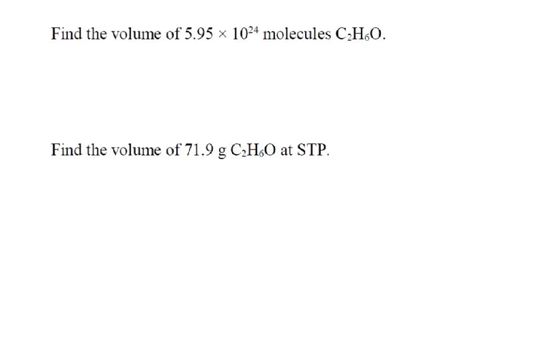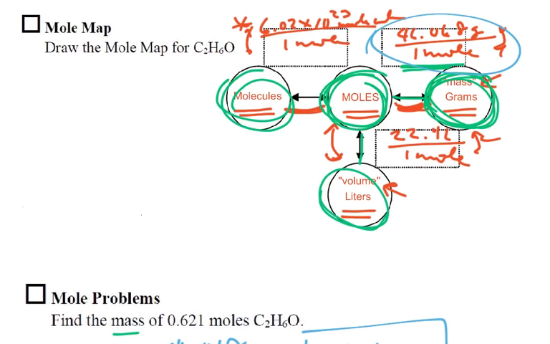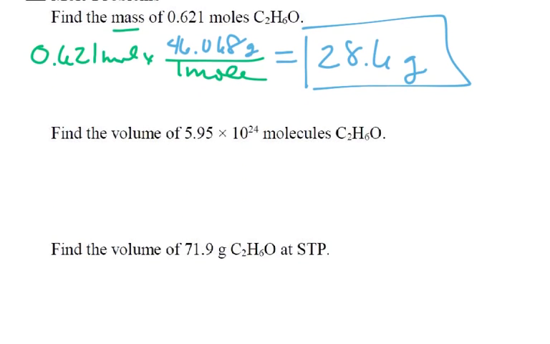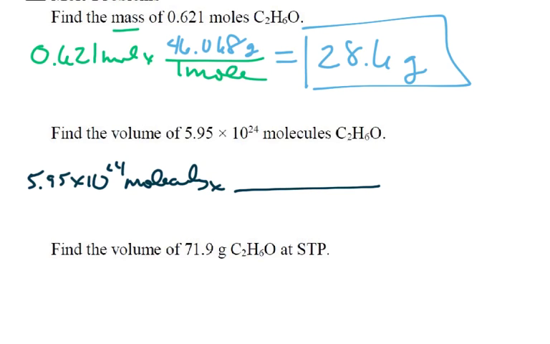Okay, let's try the next one. It says volume and molecules. So that means I'm going to start here in volume, and I want to get to molecules. That's going to take me 2 steps. Let's go back and try it. So there's my given number. Here's my starting number. So 5.95 times 10 to the 24 molecules. And there's no shortcut for the word molecules, too bad. So this here, I need molecules on the bottom. Well, my only conversion factor that has molecules, the only mole fact, is 6.02 times 10 to the 23 molecules in 1 mole.